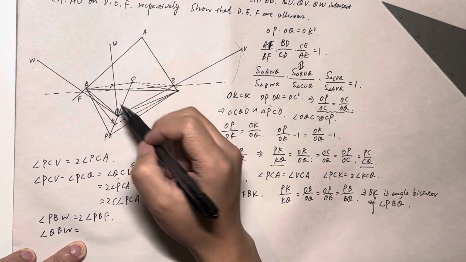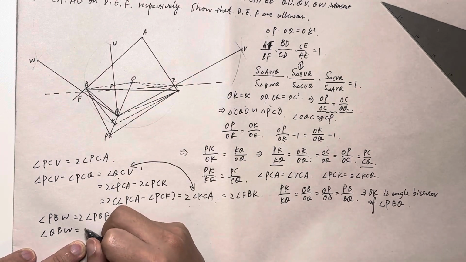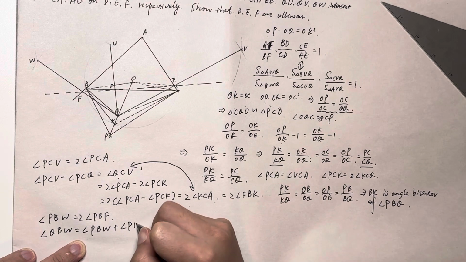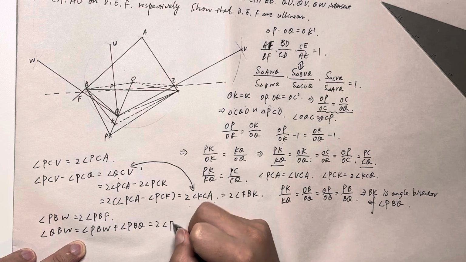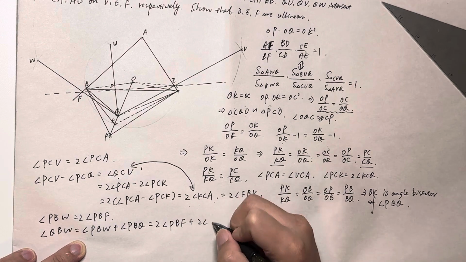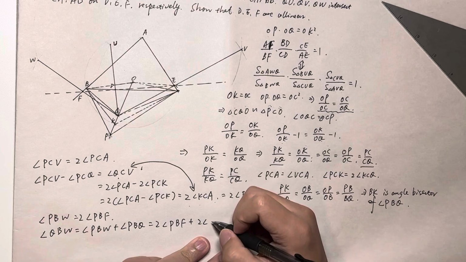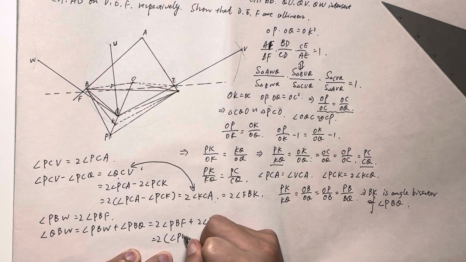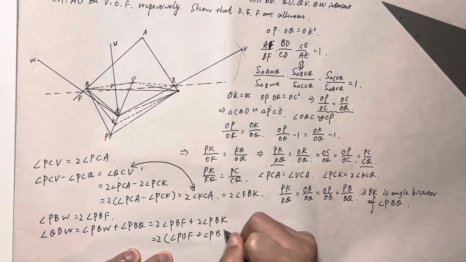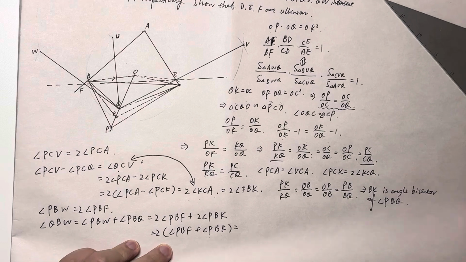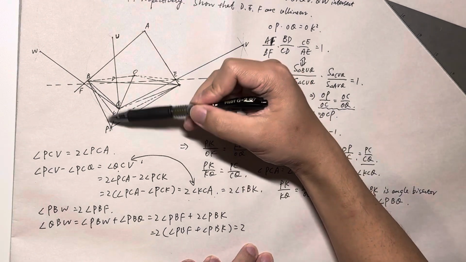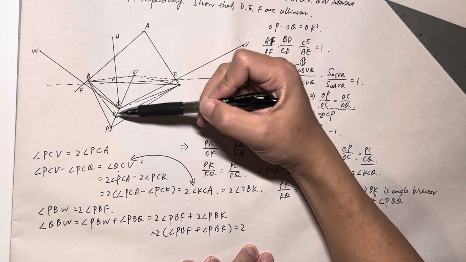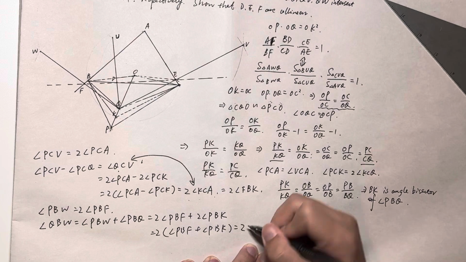PBW plus QBP, right? Angle PBW plus angle PBQ equals to twice of angle PBF plus twice of angle PBK, which equals to twice of PBF plus PBK. That's an angle KBF or FBK.